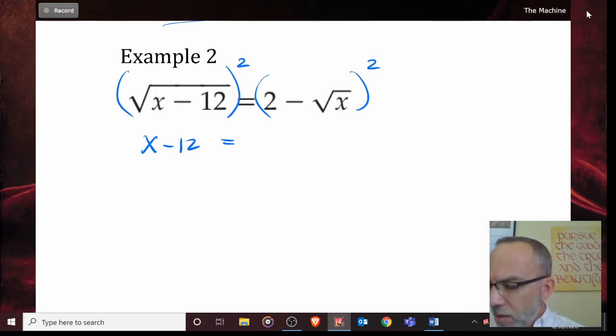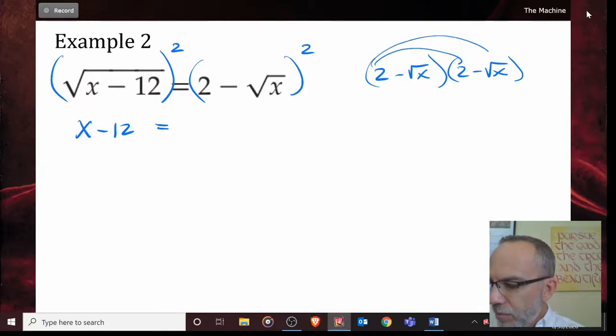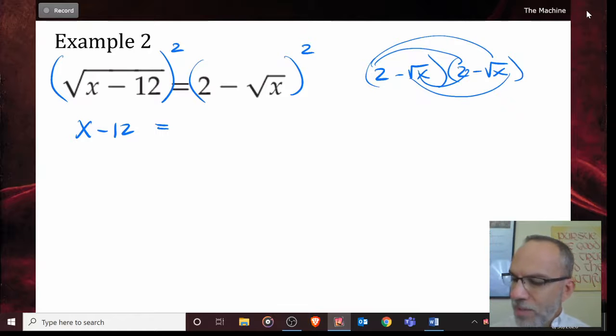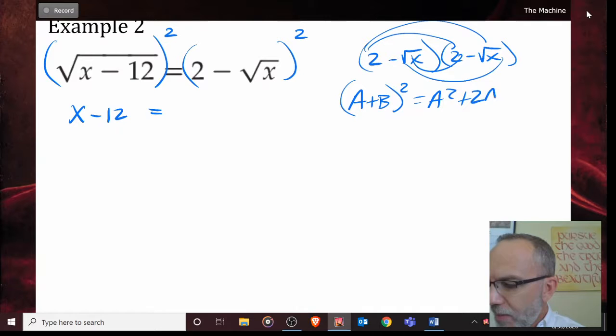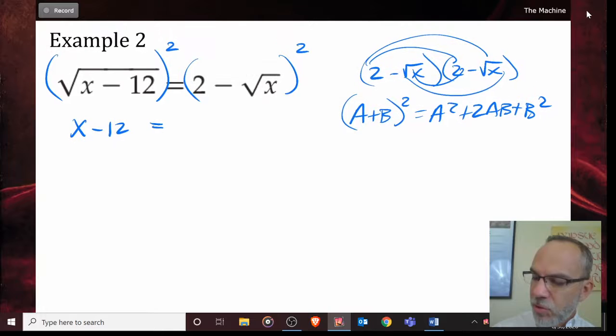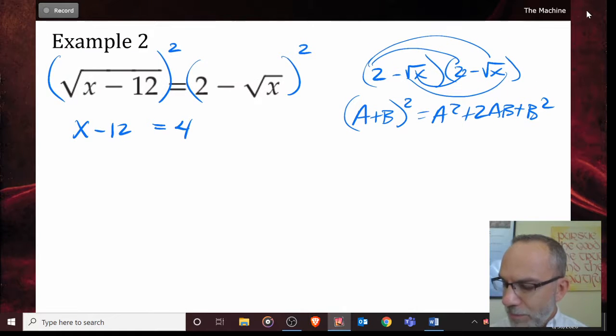If you wanted to, you could multiply it out. It's going to be 2 minus the square root of x, and then 2 minus the square root of x again, and you're going to have to FOIL the thing and so forth. But there is a special pattern, right? You realize that if I've got a plus b, quantity squared, it's equal to a squared plus 2ab plus b squared. And if you're an algebra student at this level, you should know that and know how to use it. I'm going to do the first thing squared, so that's going to be 4.